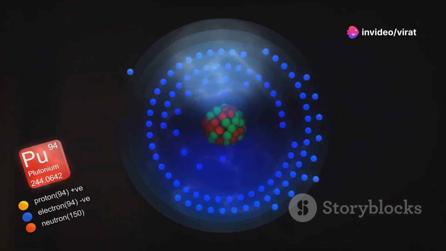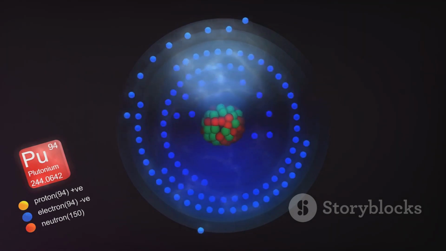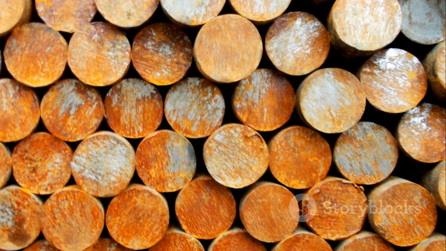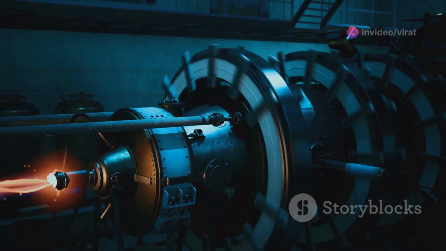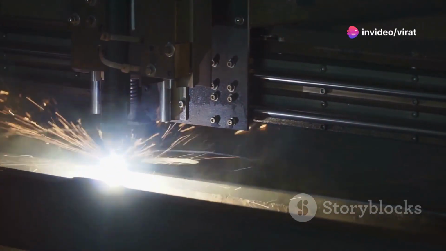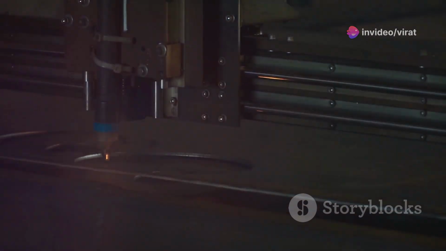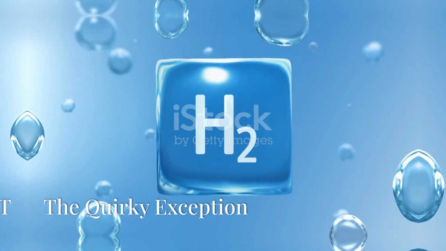The actinides are a group of 15 metallic elements with atomic numbers from 89 actinium to 103 lawrencium. They're all radioactive, and many are synthetically produced in nuclear reactors. Both lanthanides and actinides have unique properties and are used in various applications, including lasers, magnets, and nuclear technology.